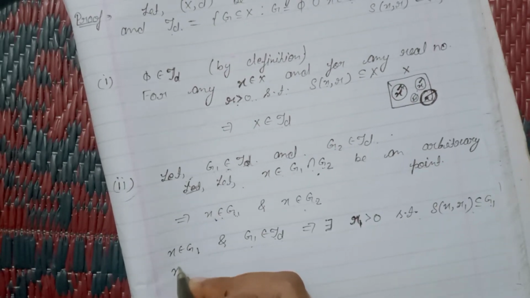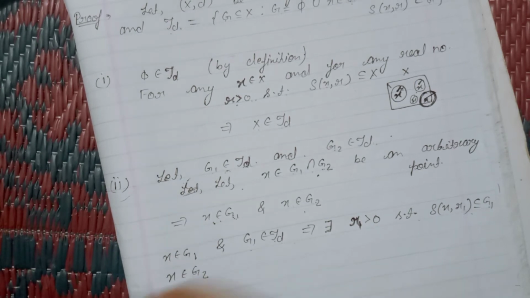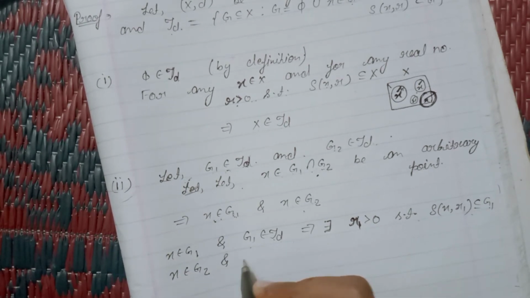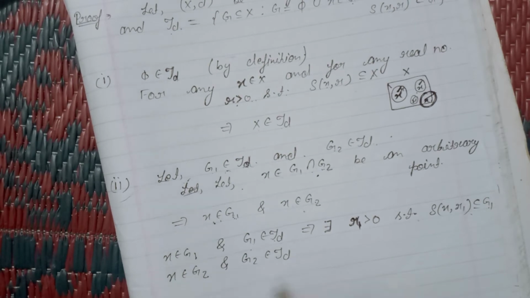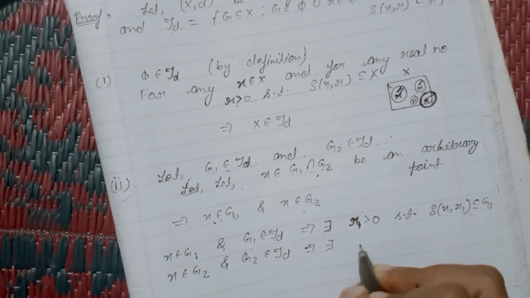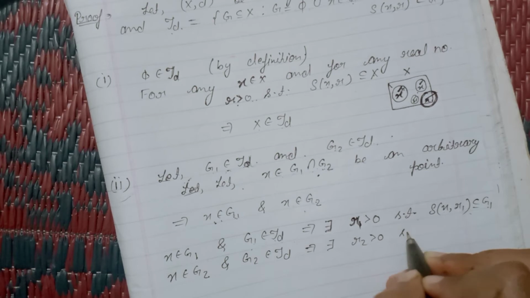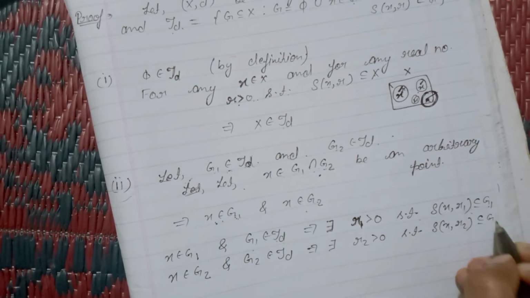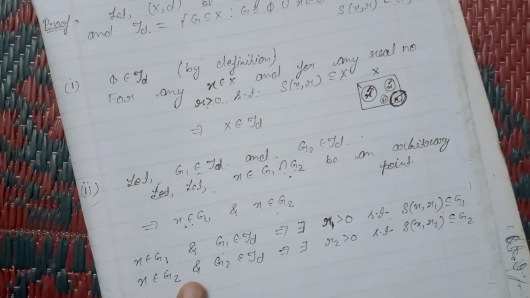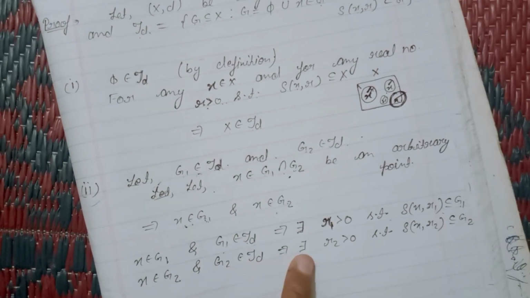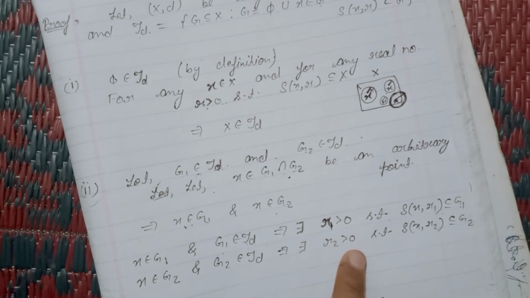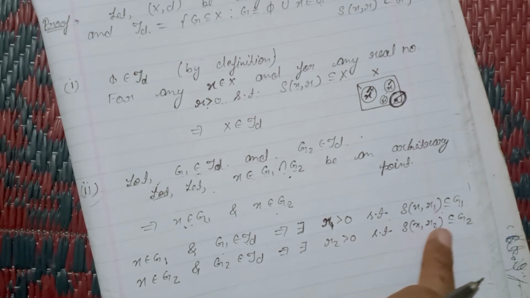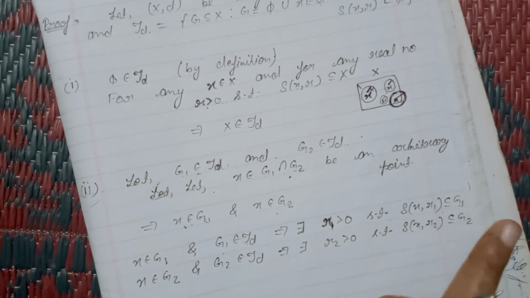Similarly, X also belongs to G2, and G2 belongs to TD. This implies that there exists R2 greater than 0 such that S(X, R2) is contained in G2.